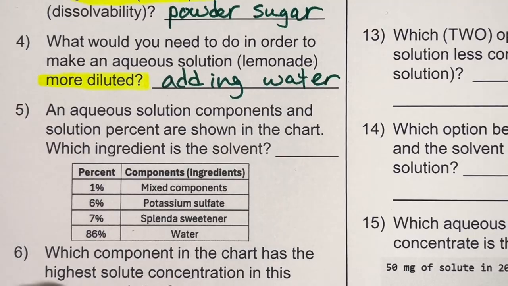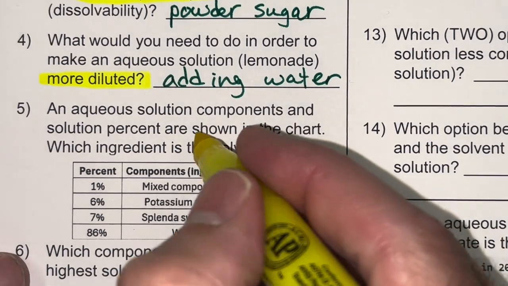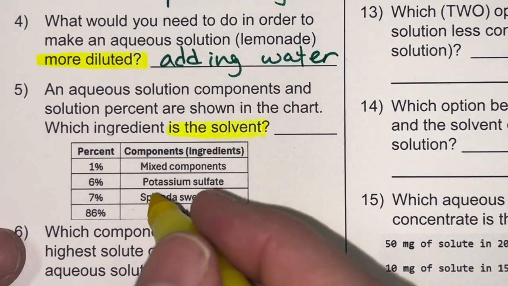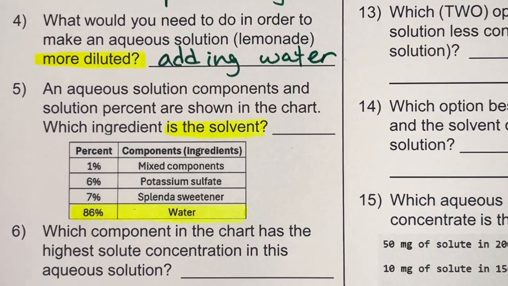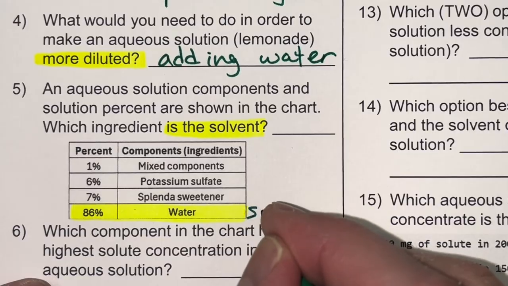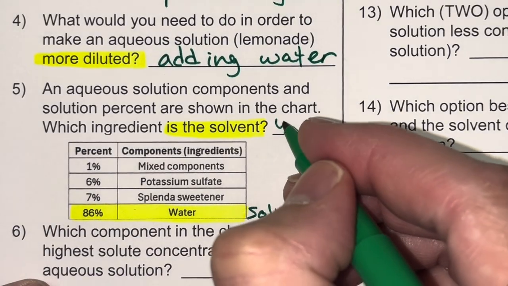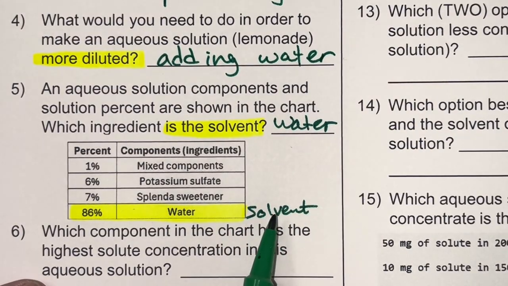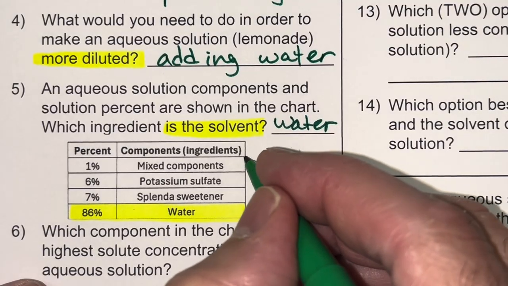In aqueous solution components, the solution percentages are shown in the chart below. Which one is the solvent? So the solvent is going to be the water. The solvent is what it's going to go into, and then the rest of these are solutes.